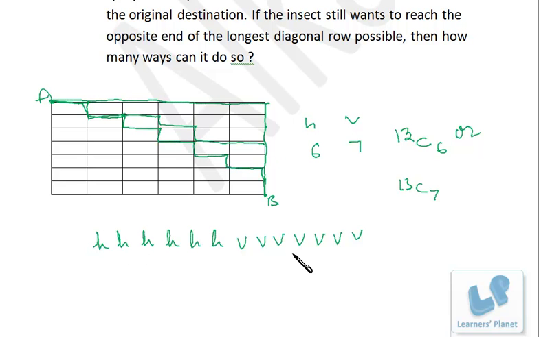Okay, so horizontal and vertical order can be changed, but in all there will be 13 steps, 6 horizontal and 7 vertical. So you can assume this to be a 13-letter word. Now, in how many ways can you arrange this 13-letter word? That's 13 factorial divided by repetition. 6 times H is there, so you divide by 6 factorial, and 7 times V is there, so you divide by 7 factorial also, right?